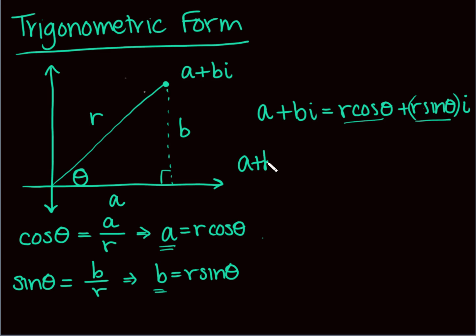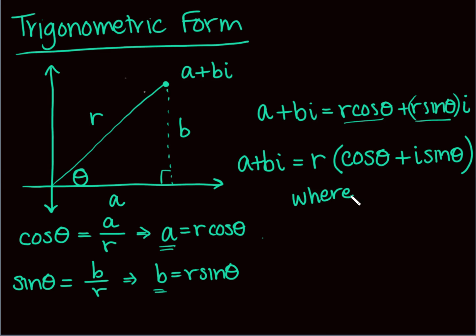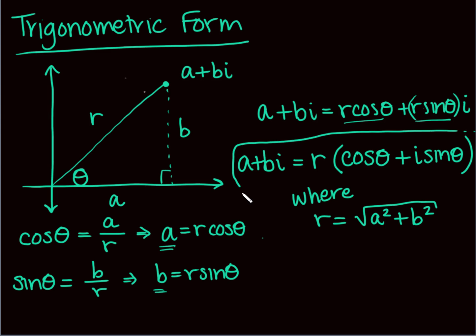So here's my definition for the trigonometric form of a complex number. Notice r is common to both terms, so I'm going to factor an r out, and I will be left with cosine theta plus, then I'm going to bring my i in front just to really stress that I'm not taking the sine of i. Isn't this cool? What is r equal to? r is equal to the absolute value, the square root of a squared plus b squared. This is it, guys.